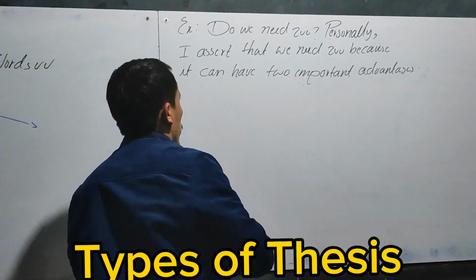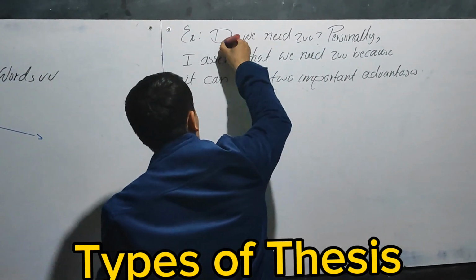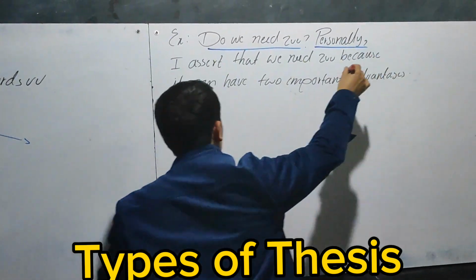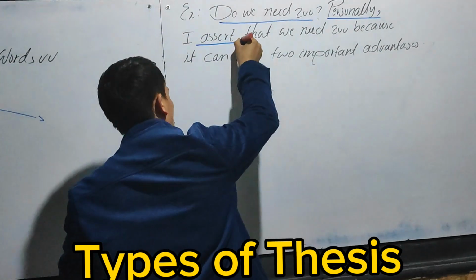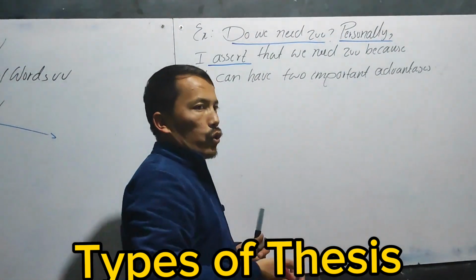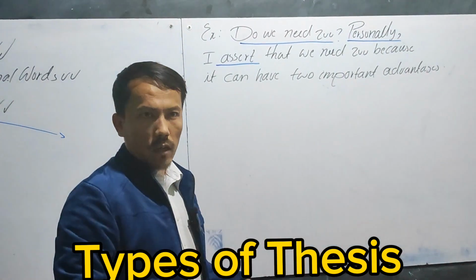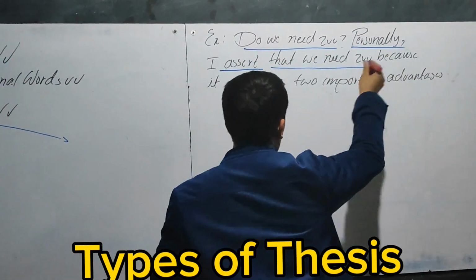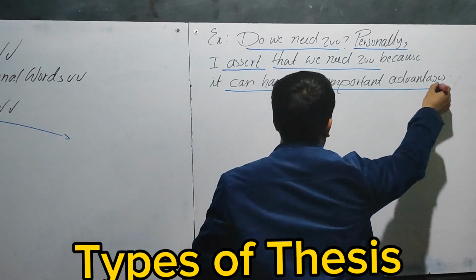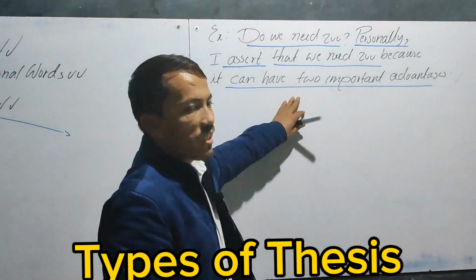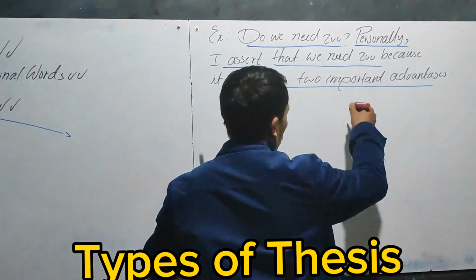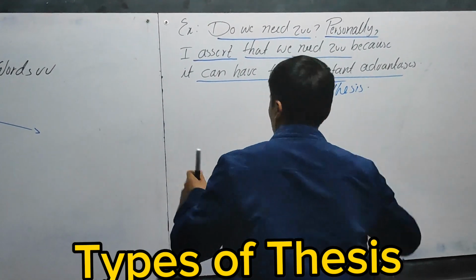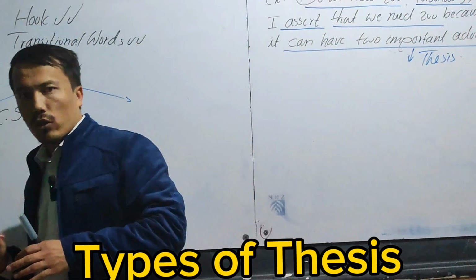So look, firstly, what did we use? A hook. After that, transitional words. Then a verb which is used to show your thought, your opinion. So then a complex sentence. This is the first part of complex, then because, and this is the second part of complex which makes the thesis. So now after the word because, what is this part? It is thesis. It was the first type, agree or no?